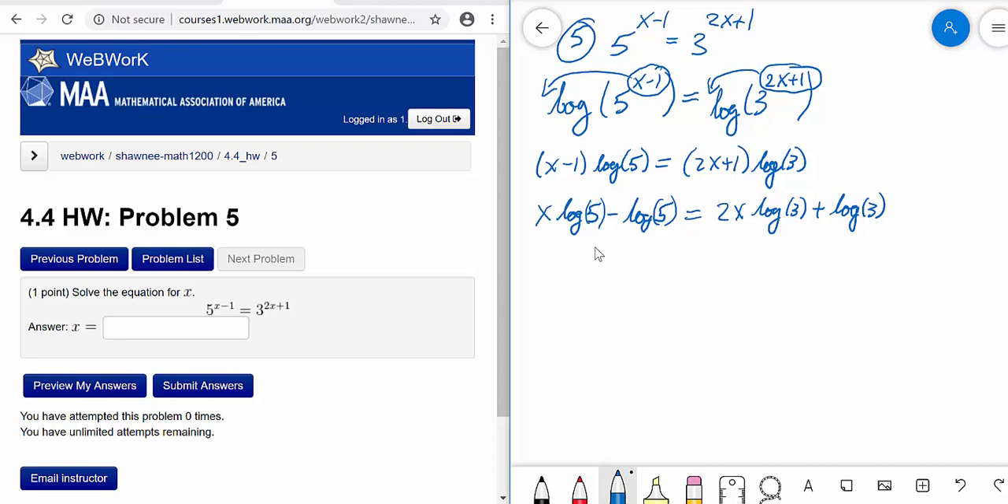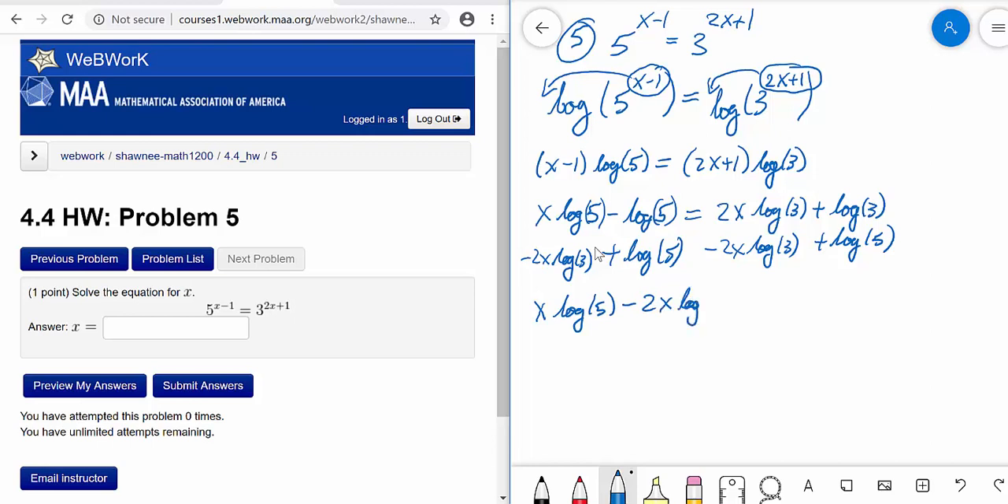So now, in order to solve for x, I'm going to put all the terms with x on one side, and then I'm going to move all the constant terms to the other side. So I'm going to actually add log 5 to both sides. And to move the 2x log 3 to the other side, I'm going to subtract 2x times log of 3 from both sides. So I end up with an x times log of 5 minus 2x times log of 3. And on the right-hand side, I have a log of 3 plus log of 5.